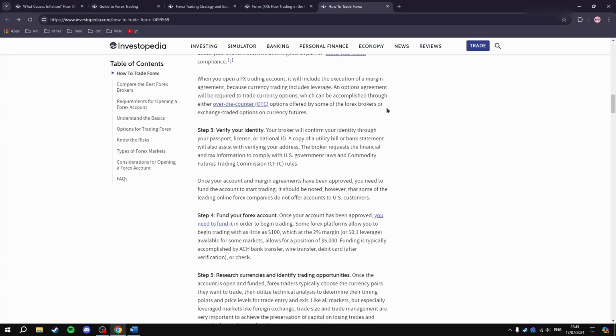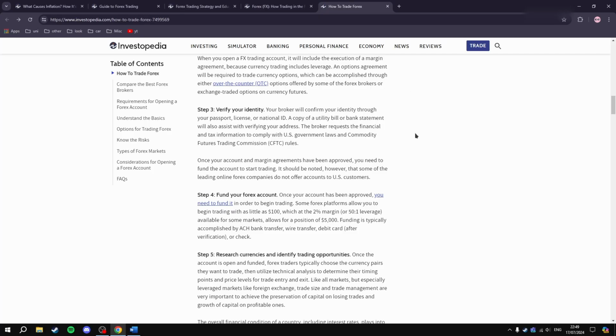When you open a FX trading account, it will include the execution of a margin agreement, because currency trading includes leverage. An options agreement will be required to trade currency options, which can be accomplished through either over-the-counter options offered by some of the Forex brokers or exchange-traded options on currency futures.